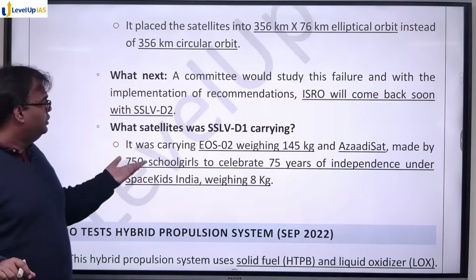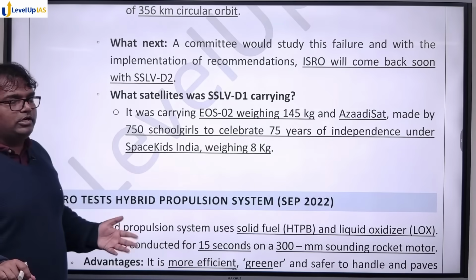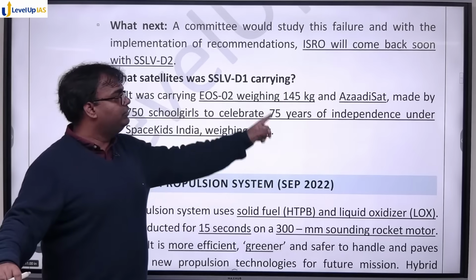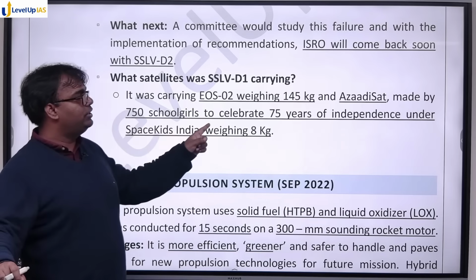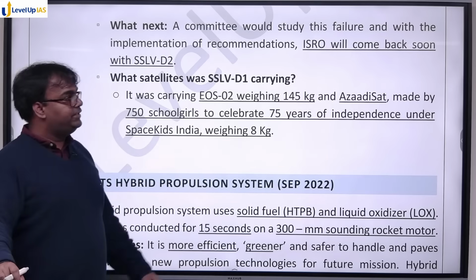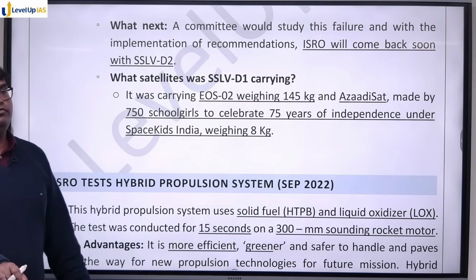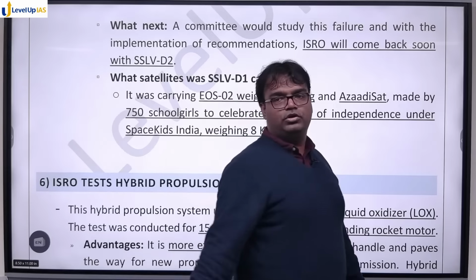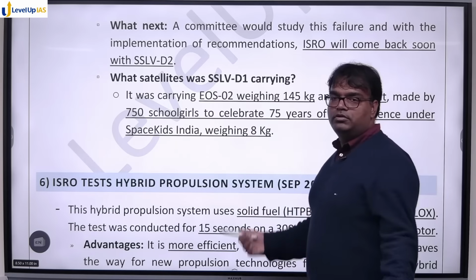A committee was formed to study the loss. What satellite was SSLV D1 carrying? Small satellite launch vehicle developmental program 1. It was carrying EOS-02 weighing 145 kg and Azadi Sat made by 750 schoolgirls to celebrate 75 years of independence under the Space Kids India weighing 8 kg. So this Azadi Sat was weighing 8 kg and EOS-02 was weighing 145 kg, which could not be launched. It was supposed to go in low Earth orbit. Total weight? 145 plus 8, around 150 kg.